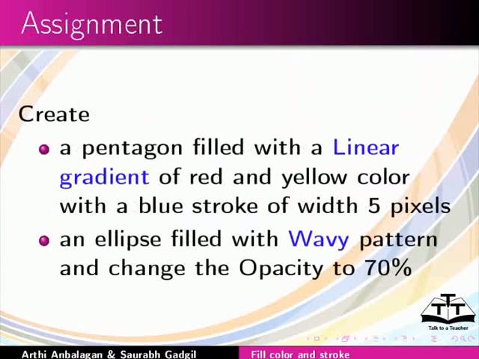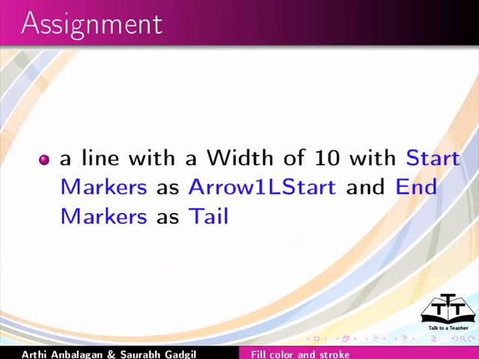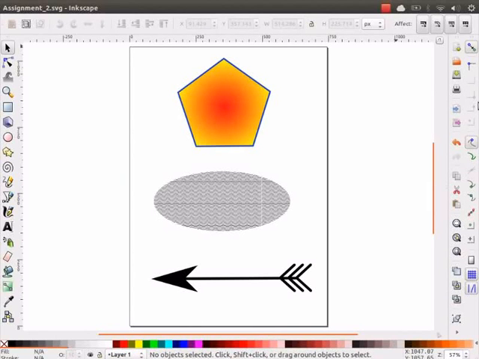Here is an assignment for you. Create a pentagon filled with a linear gradient of red and yellow color with a blue stroke of width 5 pixels. An ellipse filled with wavy pattern and change the opacity to 70%. A line with a width of 10 with start markers as arrow 1 L start and end markers as tail. Your completed assignment should look like this.